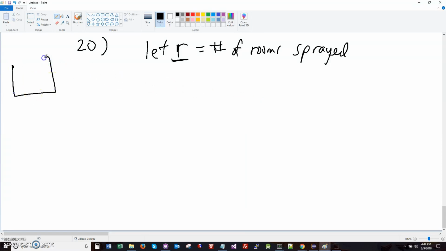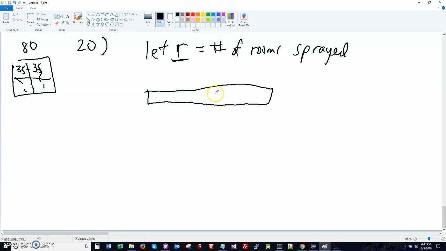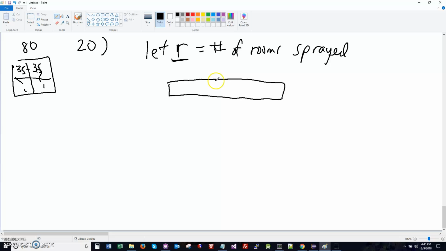So we have, in the house we have some number of rooms. We don't know how many of them there are, but for each one we know it's $35 plus the $80 just to get out of the house. So let's think about the bar diagram here. We need to always think about the top bar. And we have a total right here, $395. So we know that our top bar is $395.